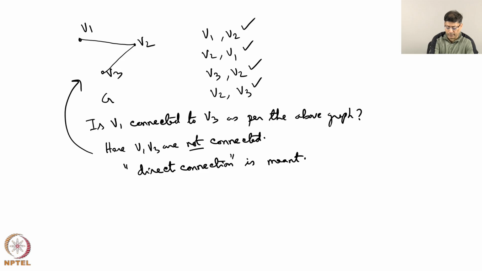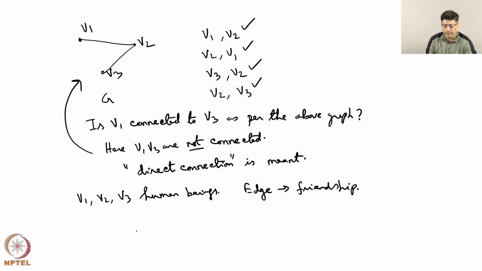Consider V1, V2 and V3 in the above case are 3 friends, human beings, and the edge represents friendship. So, we can say that V1, V2 are friends and V2, V3 are friends. Now, a friend's friend may not be my friend. In this case, as per this graph, V1's friend is V2, V2's friend is V3, and V1 and V3 are not friends to each other.